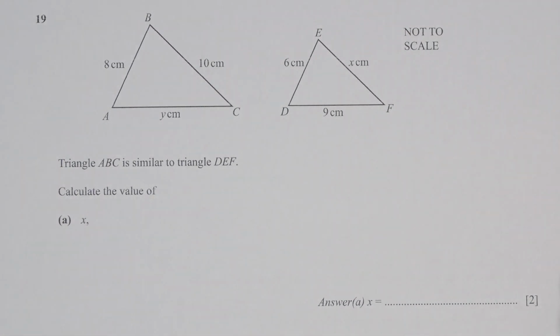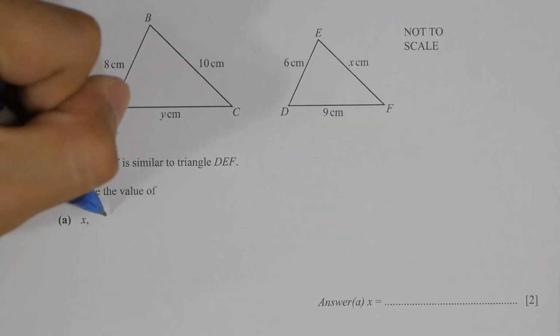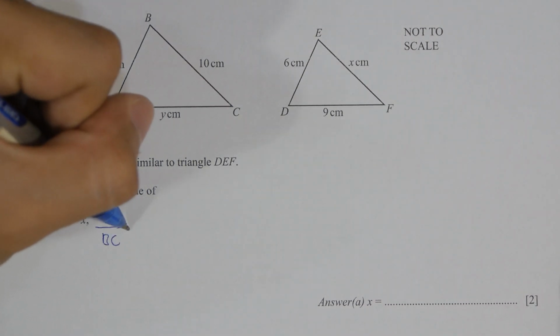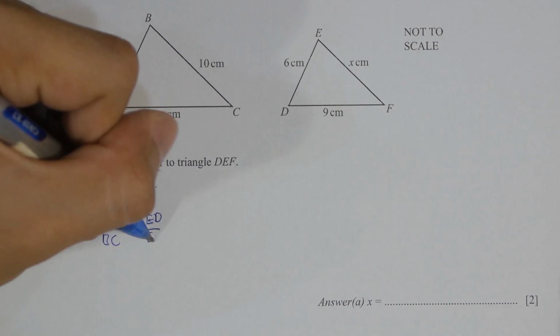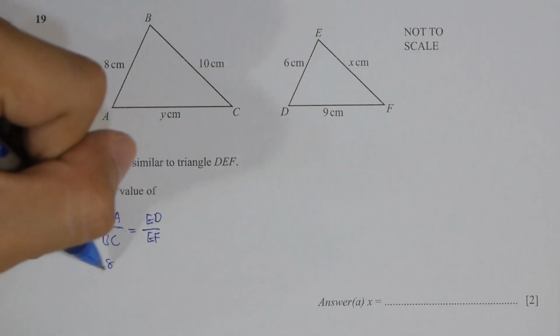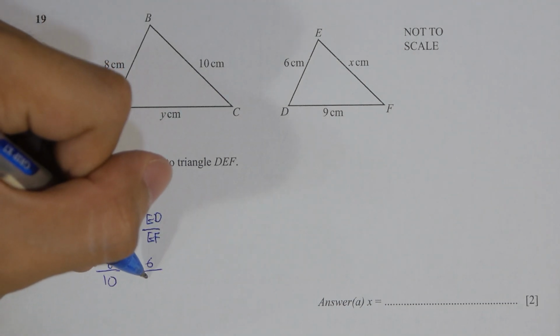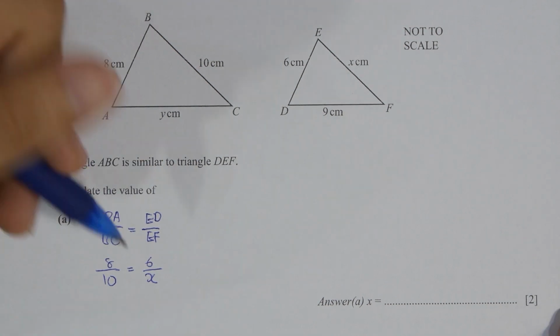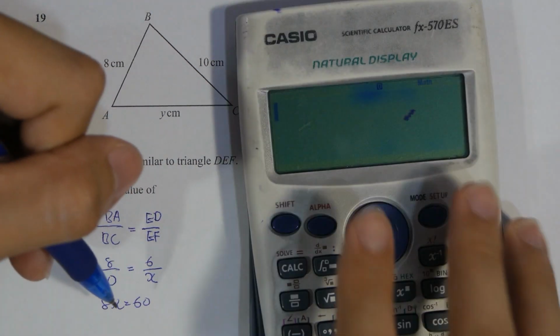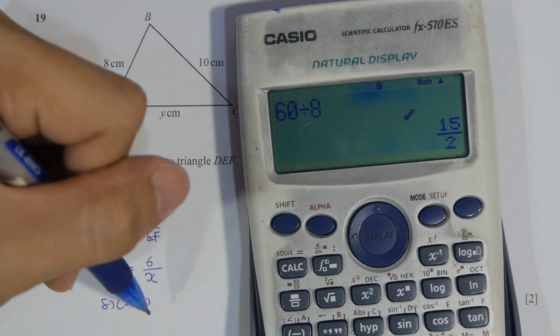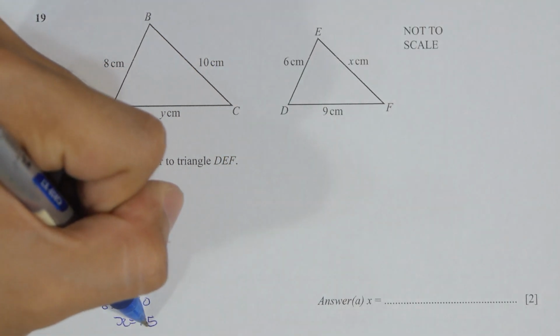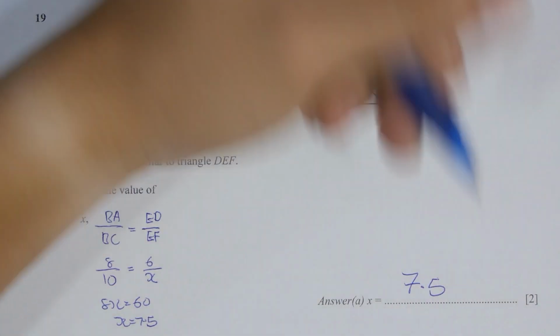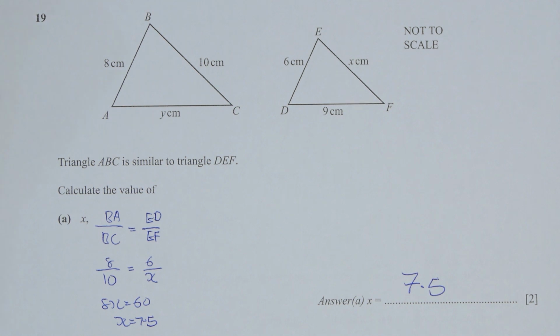Question 19. Okay, so for you to identify the x value, you must be able to check which side of the other triangle is the corresponding side. So EF will actually be equivalent to BC and BA equivalent to ED. After you run the calculation, you'll be able to get the x value as 7.5.